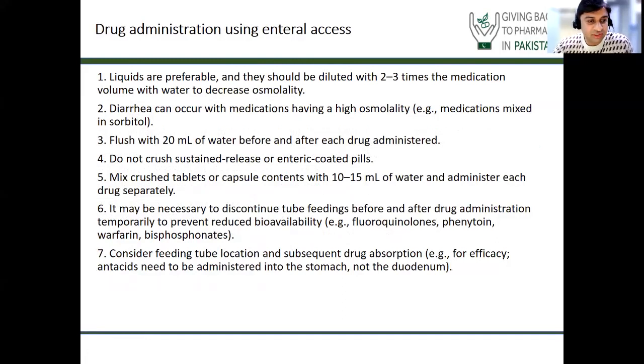So drug administration, this is very important. As a pharmacist, we should know that. Liquids are preferable. The liquid dosage forms of the drugs, if you have, should be diluted with water, and always flush the tubes before and after the administration of the drug. Similarly, there are certain dosage forms that you cannot crush and put into the NG, like sustained release or enteric coated pills. Similarly, crushed tablets should not be mixed with other dosage forms or other capsules or other drugs.